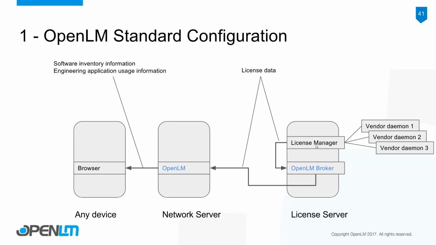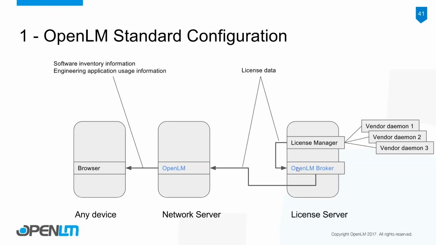So first of all, the black text here represents components that you already have on your network, like a vendor and a license manager. The blue text represents the OpenLM components, so OpenLM broker, OpenLM. On the right, you can see your license server, and your license manager with one or more vendor daemons. So right here, this is your license server, you have a license manager on it, and vendors connect to it. You install a component on that server called the OpenLM broker. This receives license inventory and usage data from the license manager, as seen here.